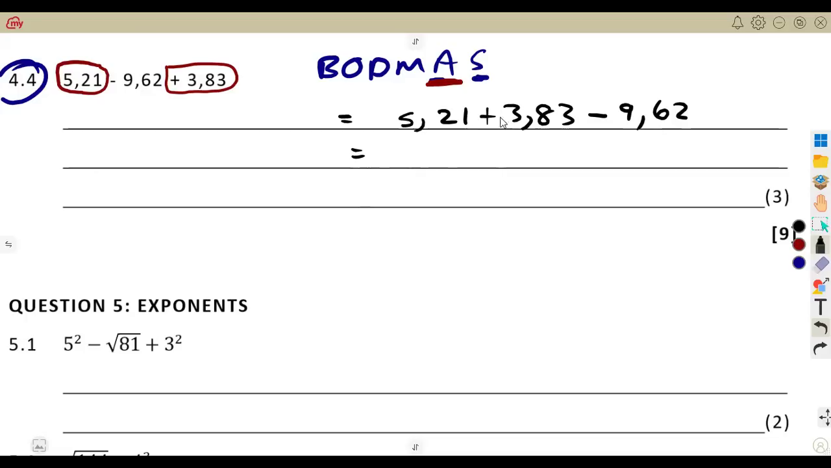So adding these two, we are going to obtain 9,04. Then we subtract 9,62. As we can see, 9,62 is bigger than 9,04. So our answer is going to be a negative. So it's going to be 9,62 minus 9,04. But the answer will be carrying a negative. So that's negative 0,58. Or just use your calculator there. Your calculator is going to give you the exact value, minus 0,58.